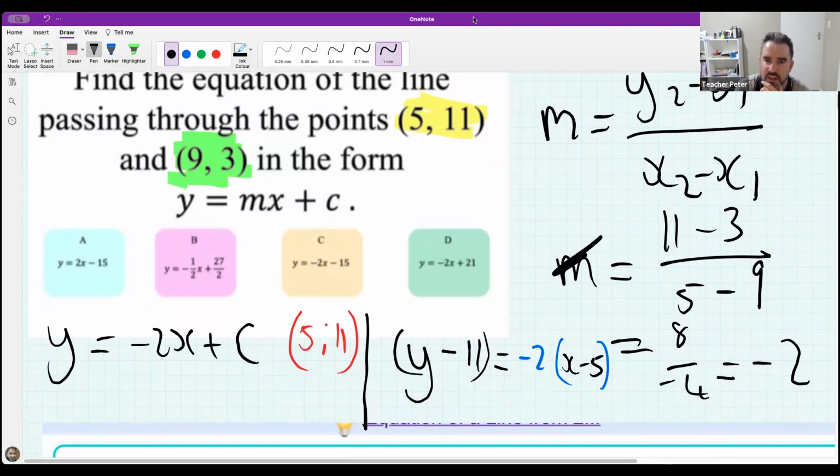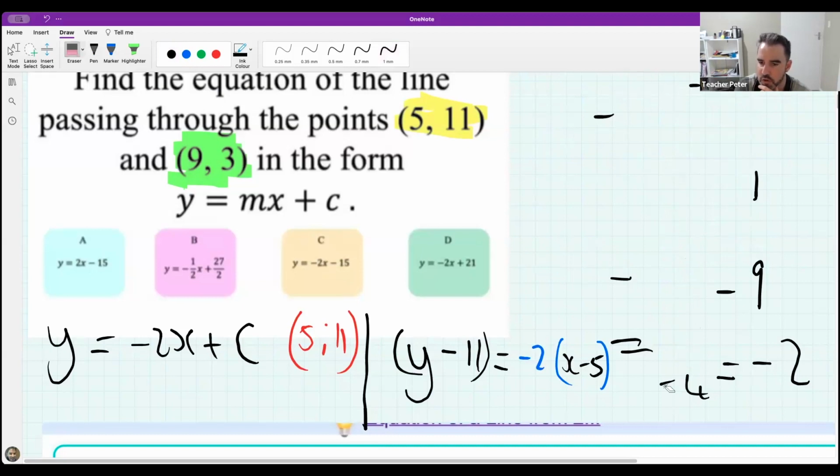And I'm going to get rid of this bit, because we know the answer, the gradient is minus 2. So it's just this bit over here, which we need to get rid of.